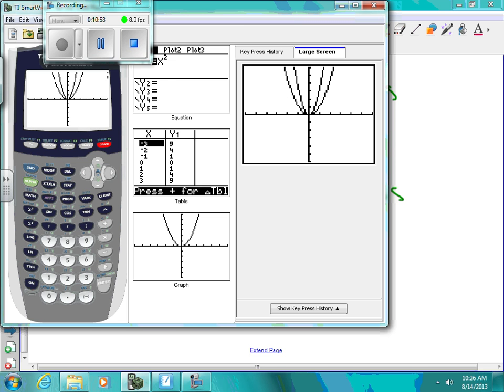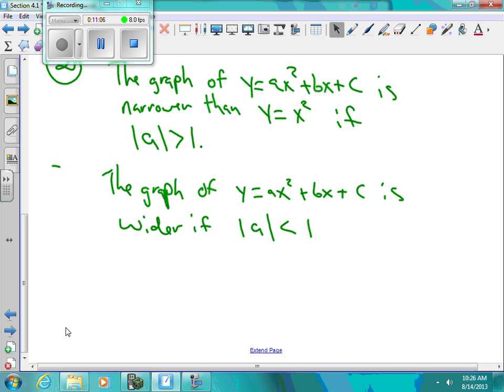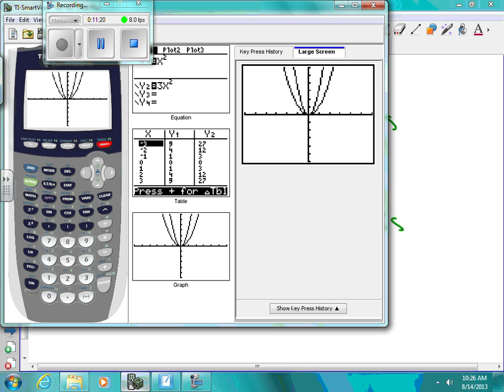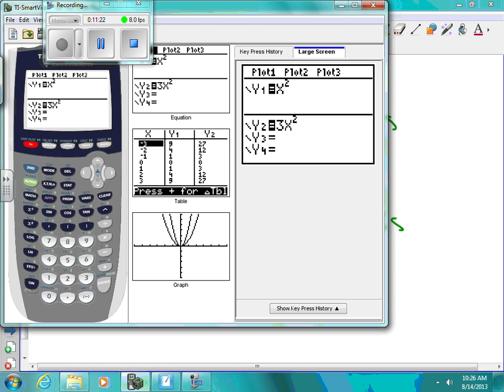It opens up, and we also notice that it got narrower. It got narrower, and that makes sense because if we follow along with the point we have, the graph of y equals ax squared plus bx plus c is wider if a is less than 1, but narrower if a is greater than 1. And you can see from the graphing here from our equation that 3 is obviously bigger than 1.